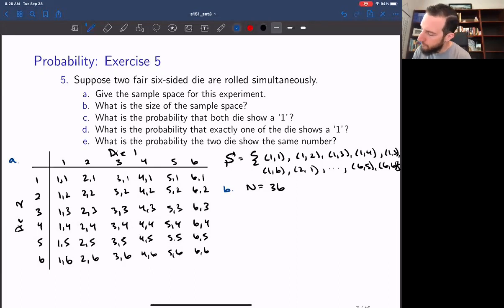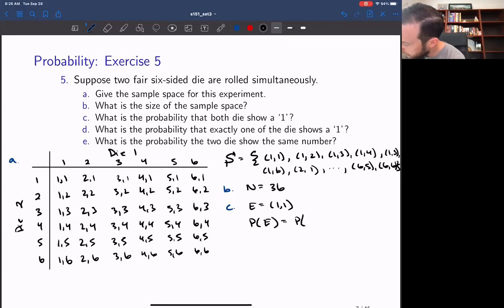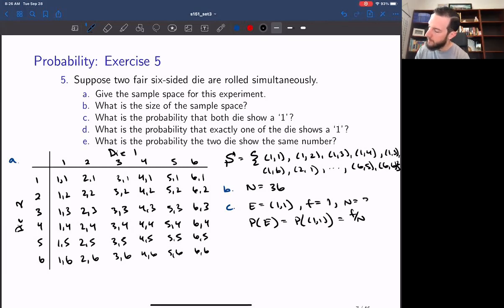Now we can start to break this apart. In part C, it says, what is the probability that both dice show a 1? So here the event is 1,1. The probability of E is the probability of observing 1,1, which is f over N. There's only one way of getting a 1,1, so little f is equal to 1, and capital N again is 36. So this is going to be 1 over 36.